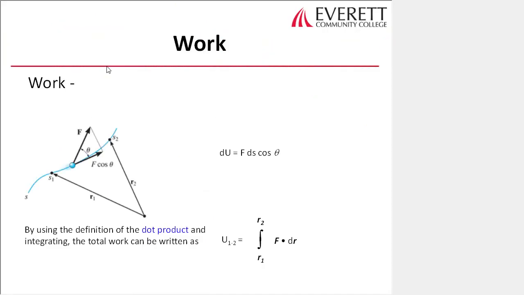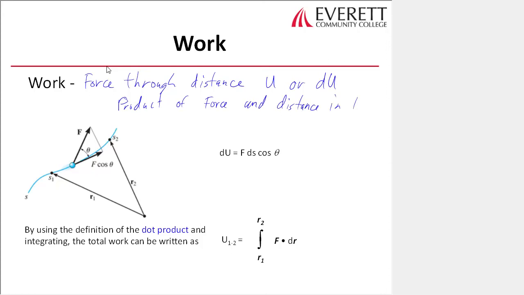Okay, so work. Force through distance. Okay, in this textbook, to define work, we use U. You know, because you work. I don't know why they use U, but they do. So we use U for work and dU for the change in work or a little piece of work. And work is the product of force and distance in the same direction.